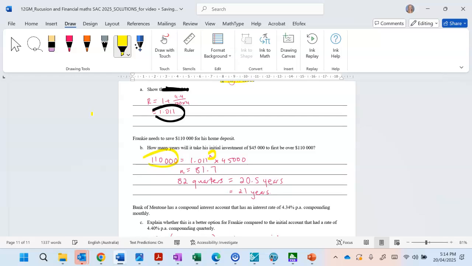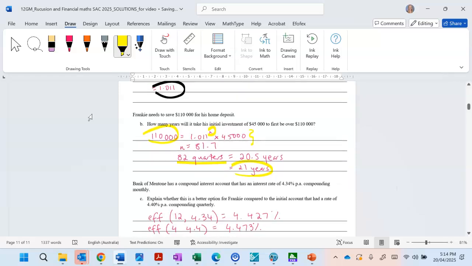In the SAC, a lot of students wrote 82 years. It is actually 82 quarters. So if you were to put solve into your calculator, you would get 82. That is quarters. So n is the number of quarters. So you did have to convert it into years. So 21 years. So if you didn't do that conversion, you were penalized. So make sure you take note of what the question is asking.